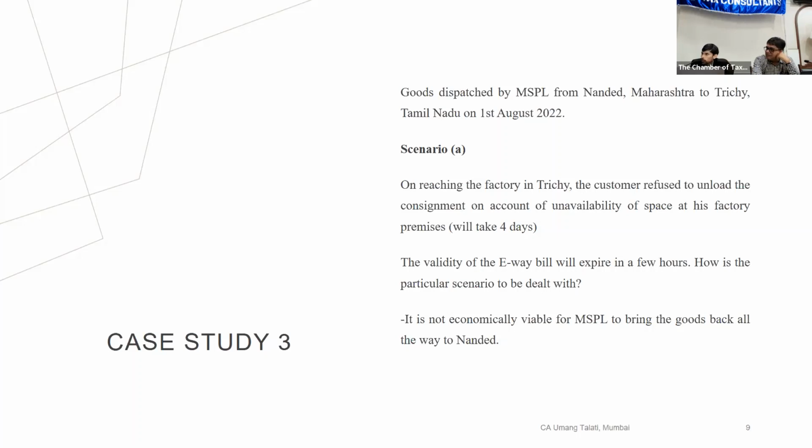E-way bill में क्या option है? Rejected by buyer. There is some rejected, there is some place. For rejection also we need credit note. Without that delivery challan we cannot say it's rejected. Rejected, you cannot use that word. Rejected means that person has said, I don't want your goods.